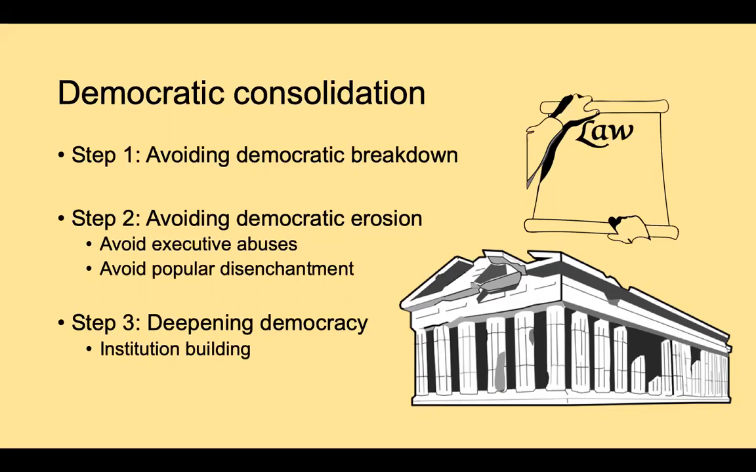Step two is avoiding democratic erosion. So keeping presidents and ruling presidents, or keeping executives from committing abuses, abusing their power, avoiding popular disenchantment. That is, keeping citizens from becoming unoptimistic about the future of democracy, or keeping citizens from denying democracy their support, keeping citizens supporting democratic institutions.